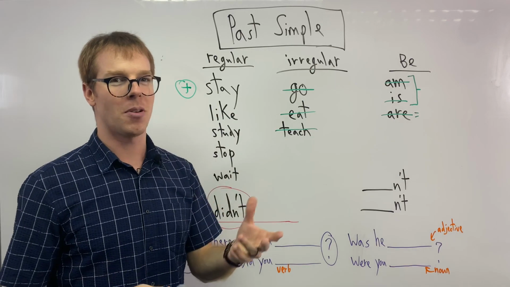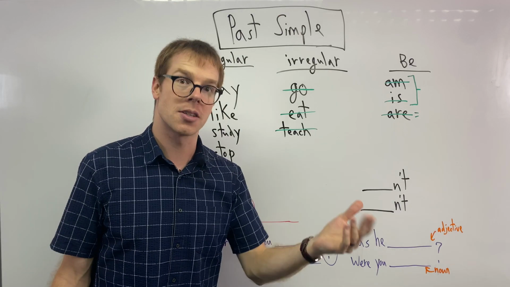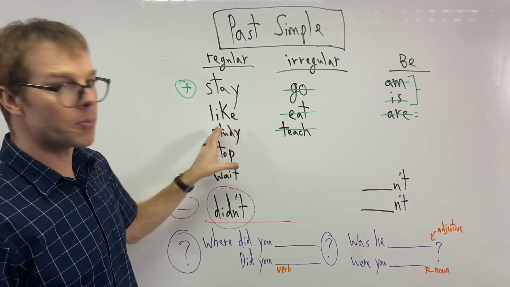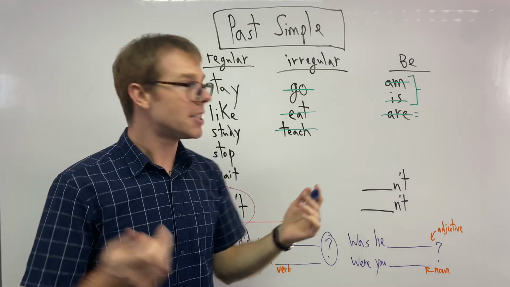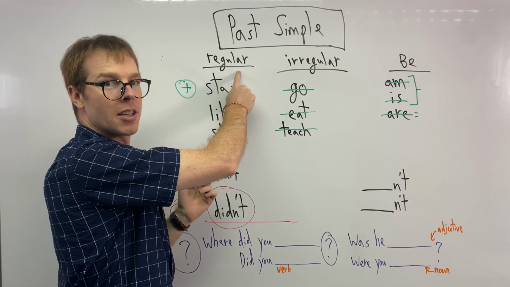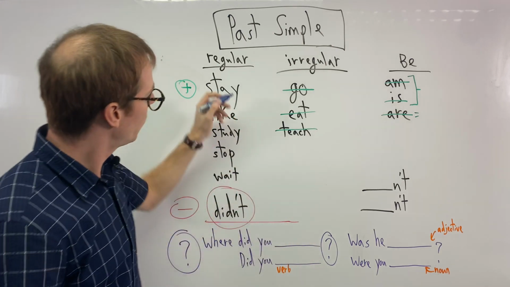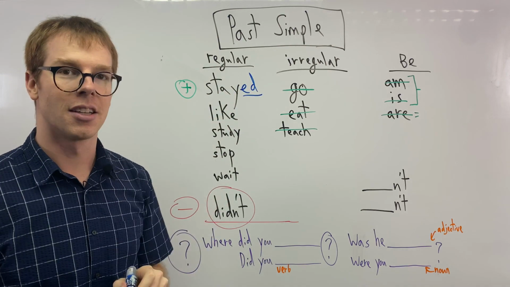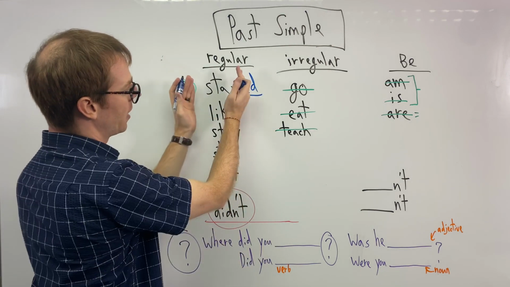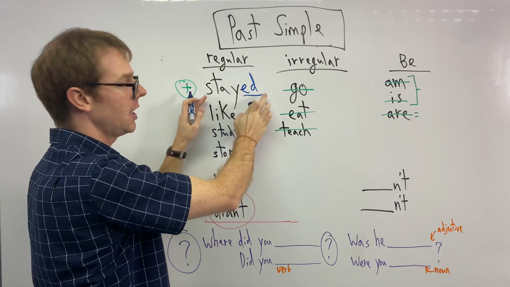In the past simple, I just wanted to go over some of the changes we make to words when we change the verbs into the past simple. So the easy, regular verbs, you don't have to think too much. You'll see this very often in English. We just add an E and a D. So words like stay: stay, regular verb, no change, just ED.